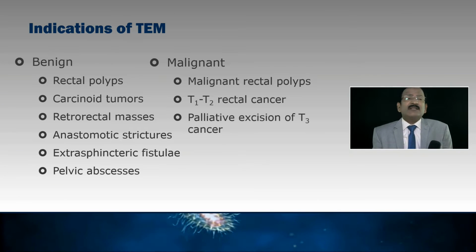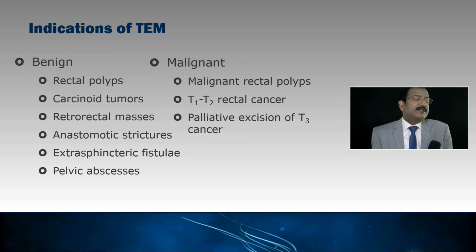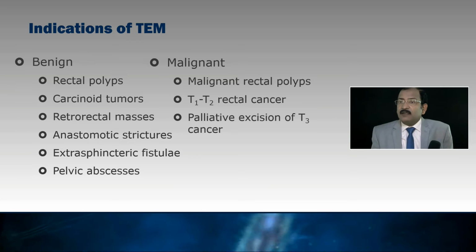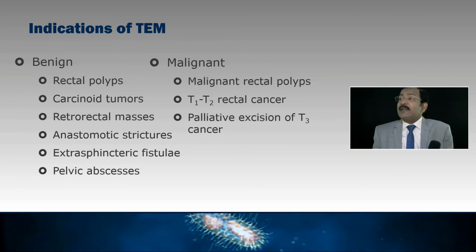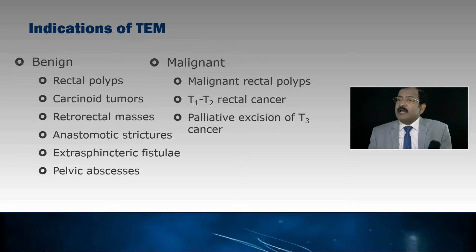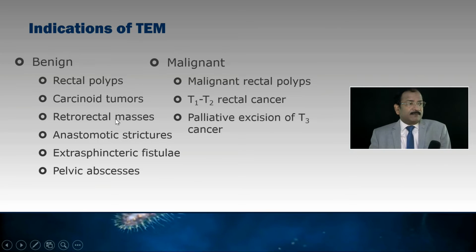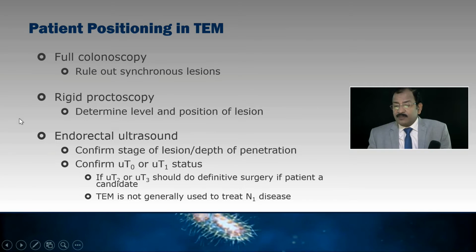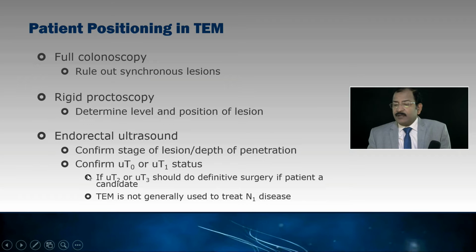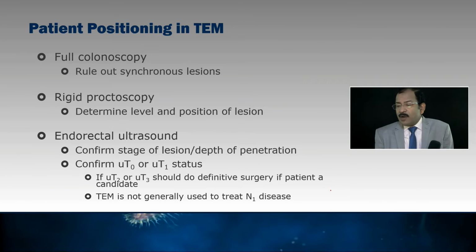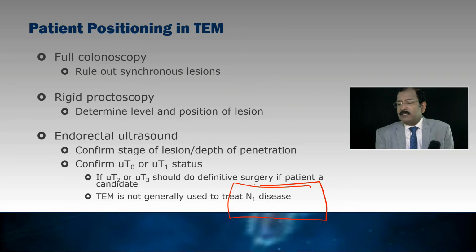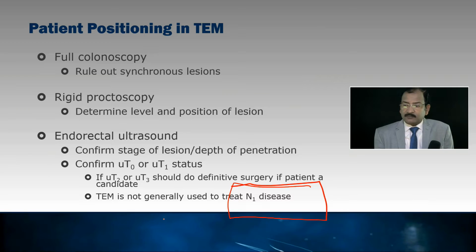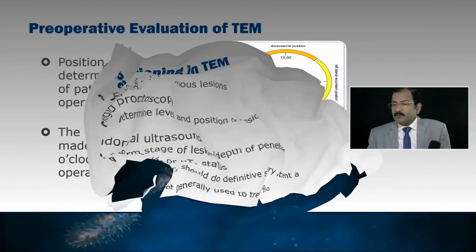Extreme beginning means T1, T2 cancer without node, and extreme end is when there is no chance of any radical surgery, like low anterior resection. Then, as palliative surgery just to improve the lifespan of the patient, you can use TEM. Before the procedure, a full colonoscopy, rigid proctoscopy, and endorectal ultrasound are required. If the node is involved, don't do this surgery unless no other surgery is possible. Otherwise, low anterior resection will be performed.